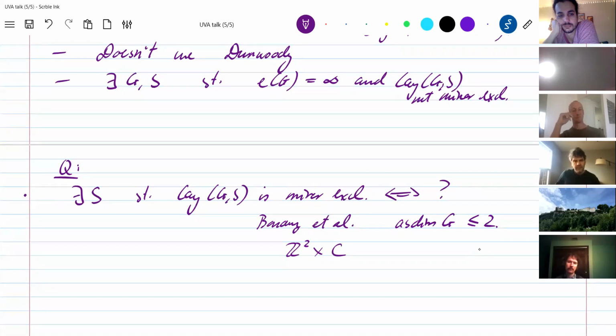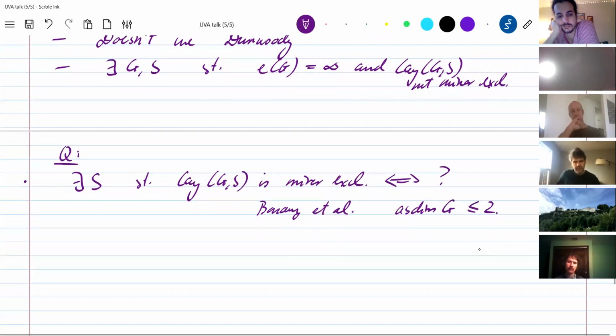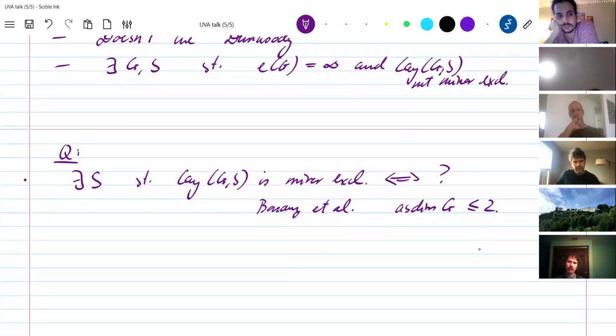And obviously this class of groups would have to be closed under free products, and they would have to contain virtually free groups and planar groups and things like that. So I think that would be quite an interesting avenue of research in the future.